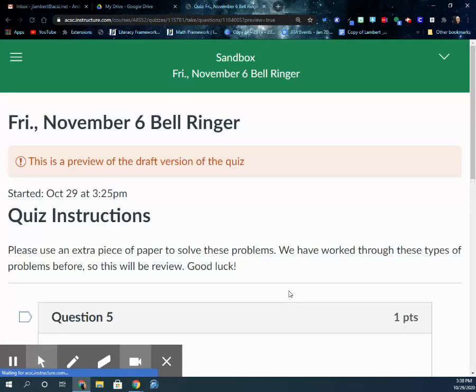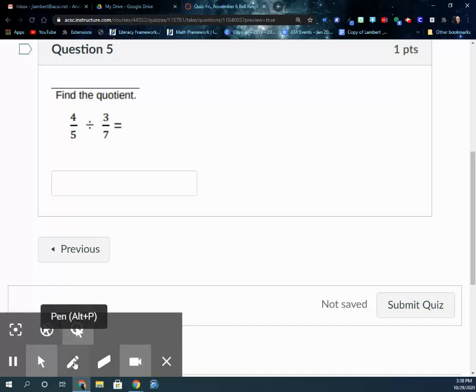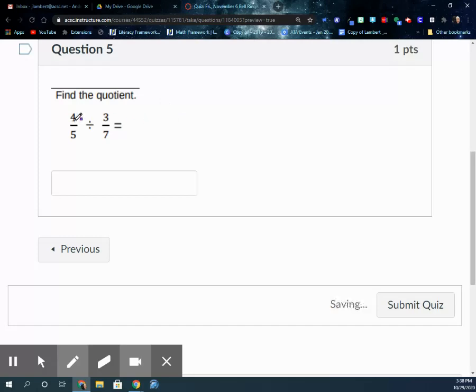All right. Here we go. Question number 5. Find the quotient. Pretty straightforward division of fractions problem. Remember, you're going to keep change flip just like we did earlier with the first problem. So we're going to keep our first one. We're going to change this. We'll flip this one. Go ahead and give me your answer, and we'll check it together.